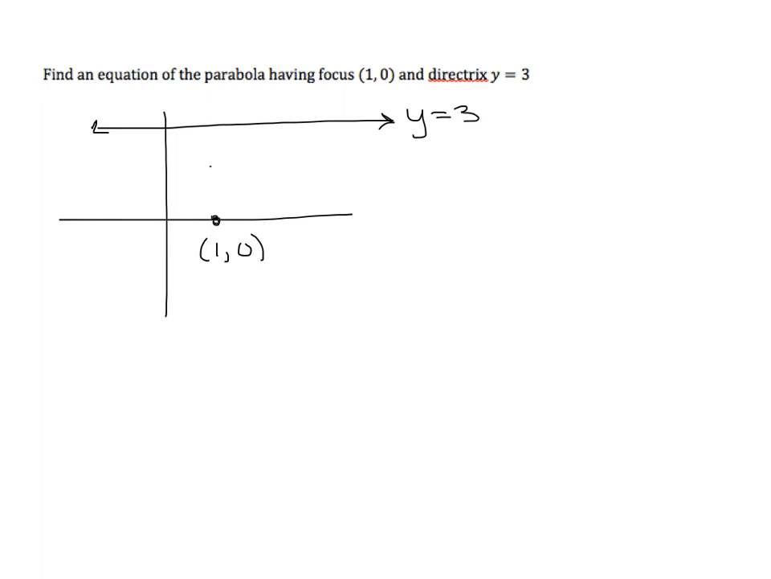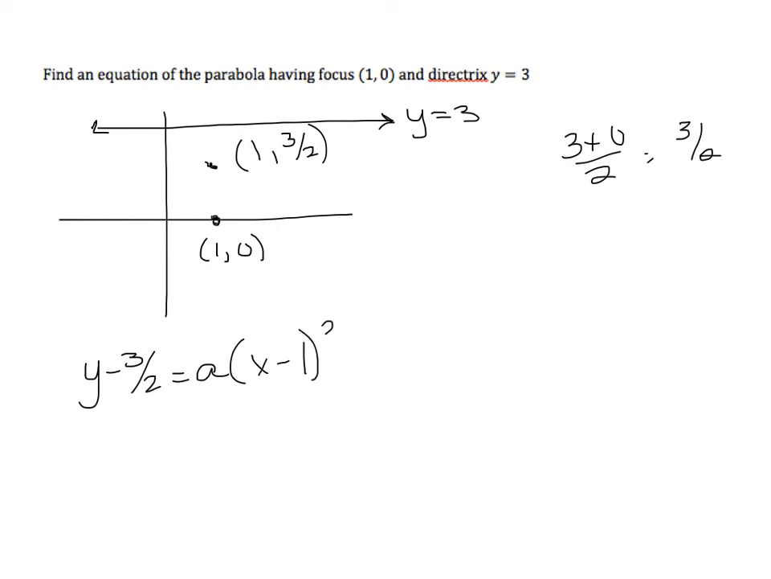So what I know is that my vertex is right in between those. The x-coordinate of the vertex is 1. The y-coordinate of the vertex, right, so it's (3 plus 0) over 2. It's 3 halves. Now that I have a vertex, I can write my equation in vertex form. y minus 3 halves is equal to a times (x minus 1) squared. But I need to know what a is, and I have no other points on this parabola. So what I need to do now is use what I know about this distance c. That distance is 3 halves.